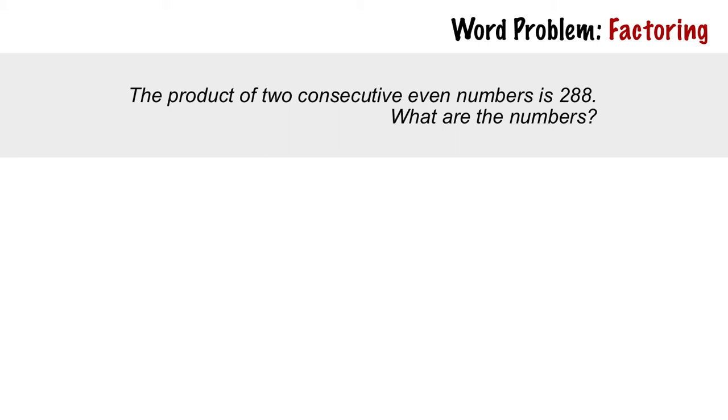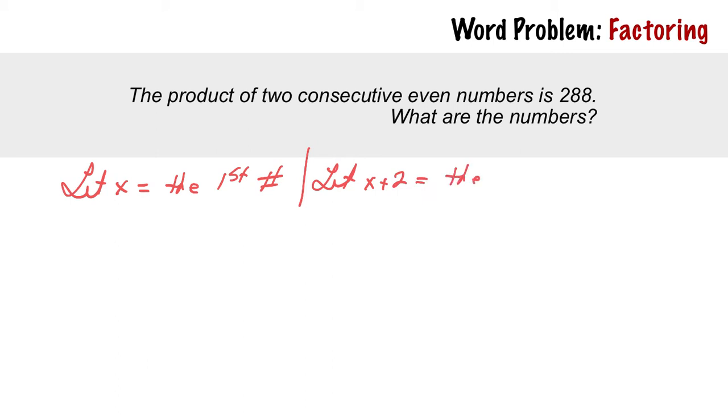So with the word problem, what you're trying to do is set up an equation and then factor it to come up with the answer. So the product of two consecutive even numbers is 288. Let x represent the first number, and let x plus 2 represent the second number. Two consecutive even numbers. So even numbers are going to be 2 apart.